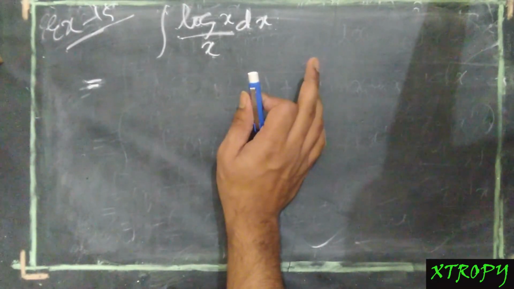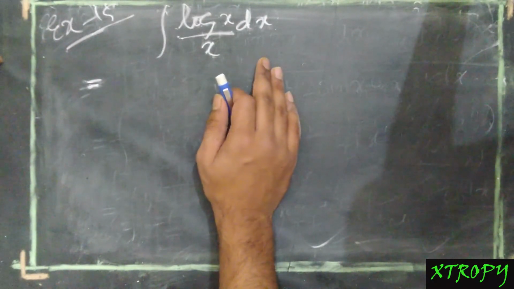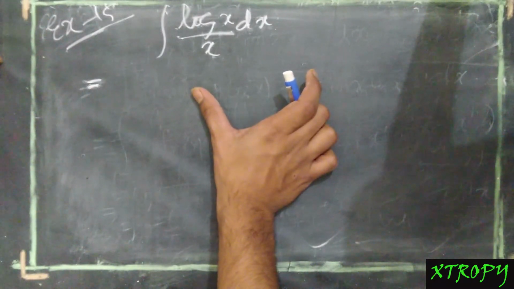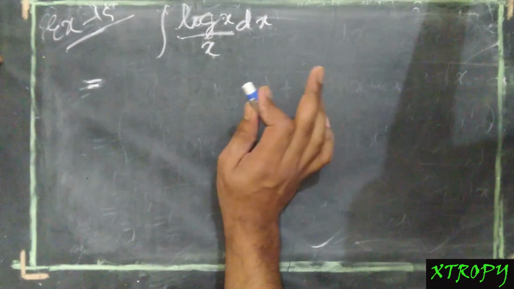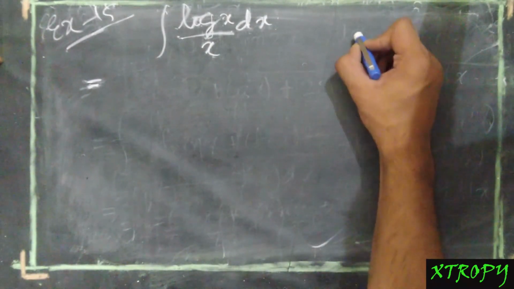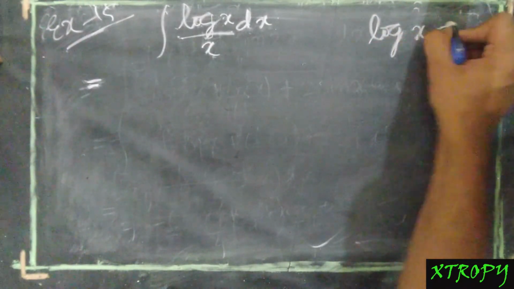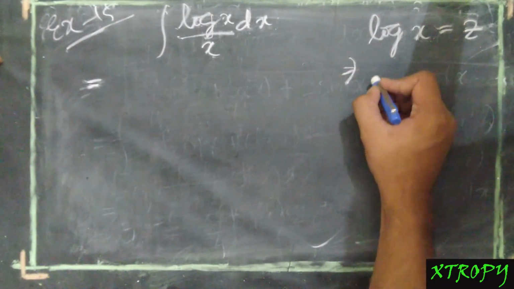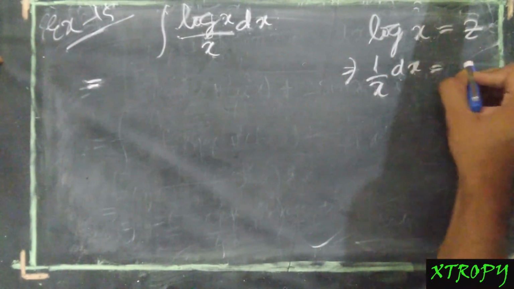This sum will be solved by a substitution. Yes, this is actually an example of integration by substitution. I will also make a further detailed video on integration by substitution, but this is just an easy example to let you get familiar with the concept of this. So how do we solve this type of questions? Let us take log x to be z. If you differentiate both sides, it becomes 1 by x dx equals dz.